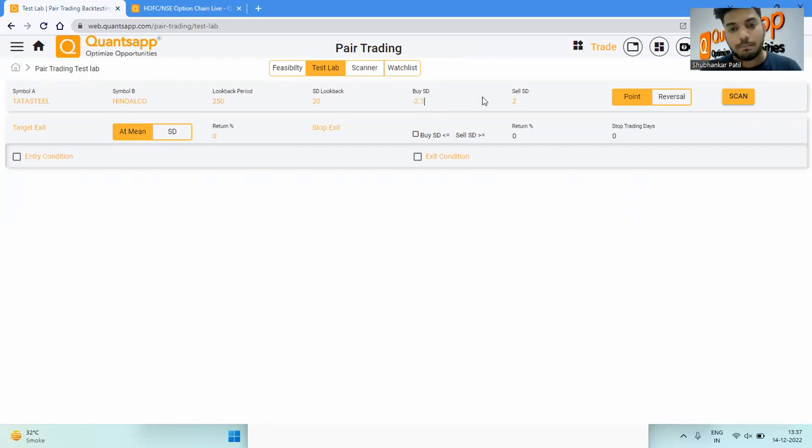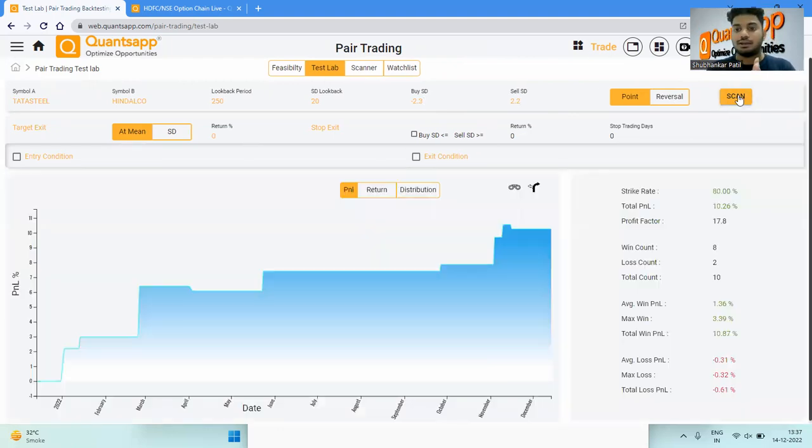So we need to buy this pair, let's say at minus 2.3, and we need to sell this pair at 2.2. And then you can exit at mean, which means you bought something at minus 2.3. The moment it hits the mean, whenever it gets to 0, you will go ahead and exit. And then it scans.